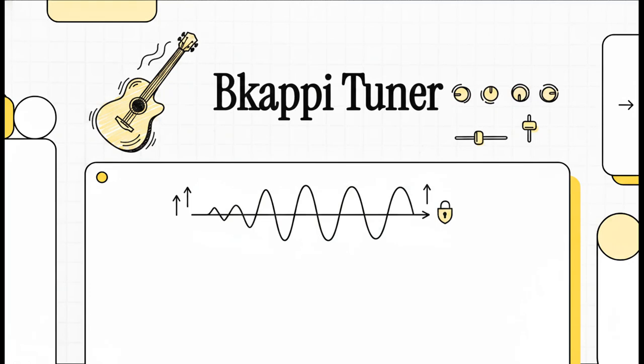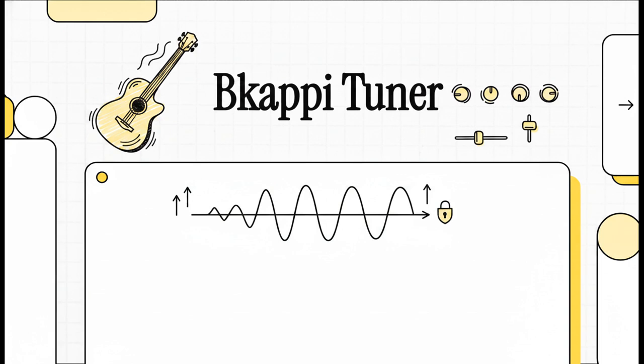Welcome to our latest explainer, where we take complex source material and break it down into something you can really use and understand. Today, we are looking at an absolute masterclass in modern web development and digital product engineering. We aren't just looking at some weekend coding project here. We are exploring a fully realized, market-ready digital product called the Bkappi Tuner.